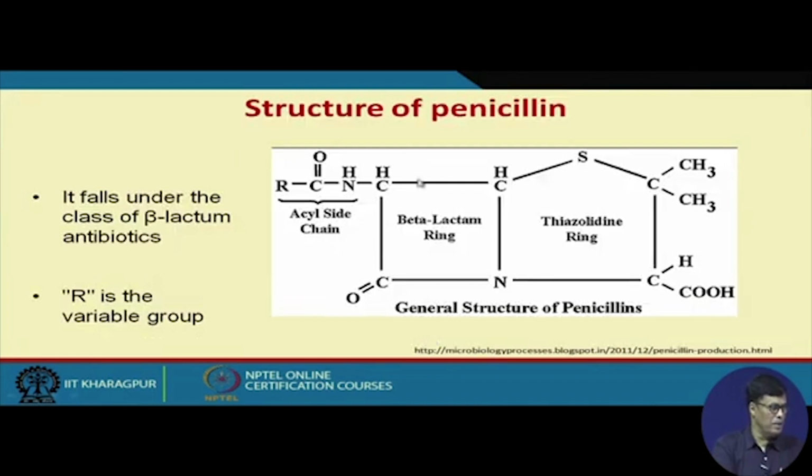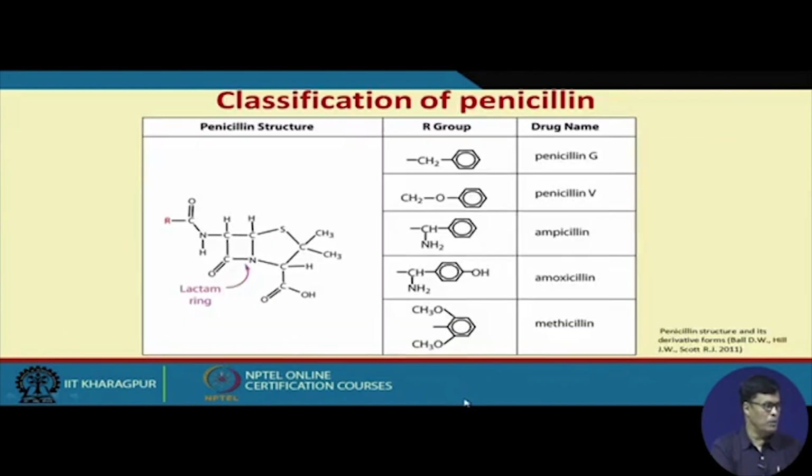As I told you, the speciality of penicillin is that it has this beta lactam ring. It falls under the class of beta lactam antibiotics. So this is the beta lactam, and this is the thiazolidine ring that we have. In most of the antibiotics, this portion remains constant. Only the acyl side chain keeps on changing, because this is the R group that keeps changing. Let me show you this. This is the beta lactam and this is the R group, and this R group might be different.